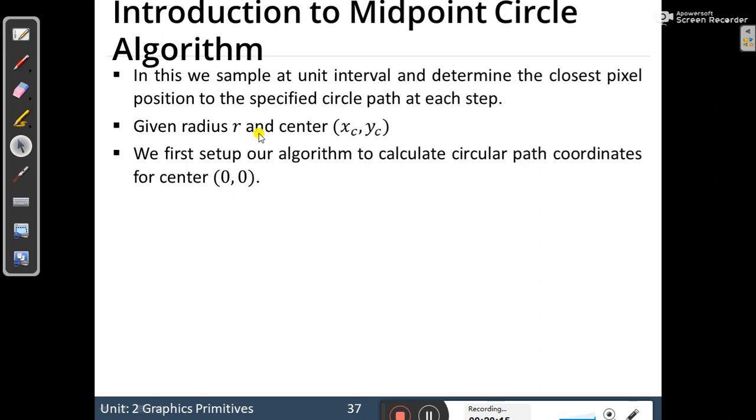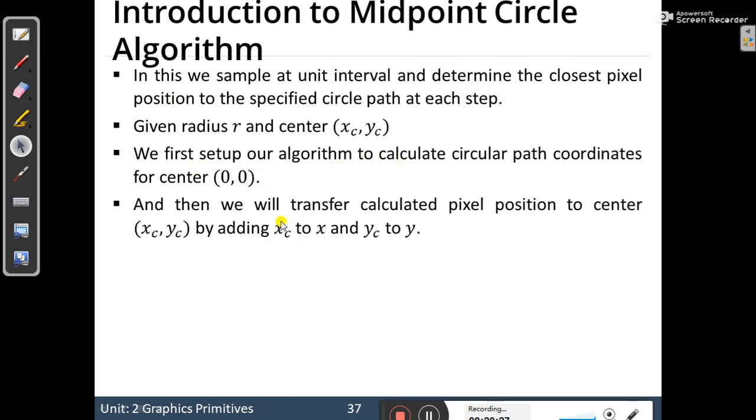So given radius r and center xc, yc, we first set up our algorithm to calculate circular path coordinates for center 0, 0. Try to think of it as if we are taking that center as 0, 0. Then we will transfer the calculated pixel positions to the center xc, yc by adding xc to x and yc to y.